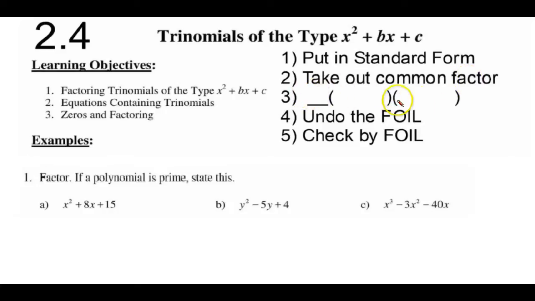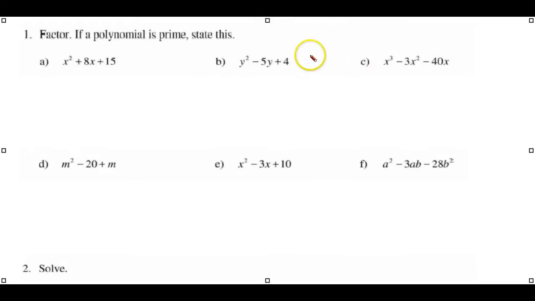Then we put two sets of parentheses that are going to end up being the binomials that when you FOIL them would give you this, and we're going to undo the FOIL and then check by the FOIL. So here's what we have then. Let's move it up. Now there is a protocol, and practicing it helps you to improve your skill here. So is this in standard form? Yes. Is there any common factor? No. So the next thing we do is put two sets of parentheses right underneath it.